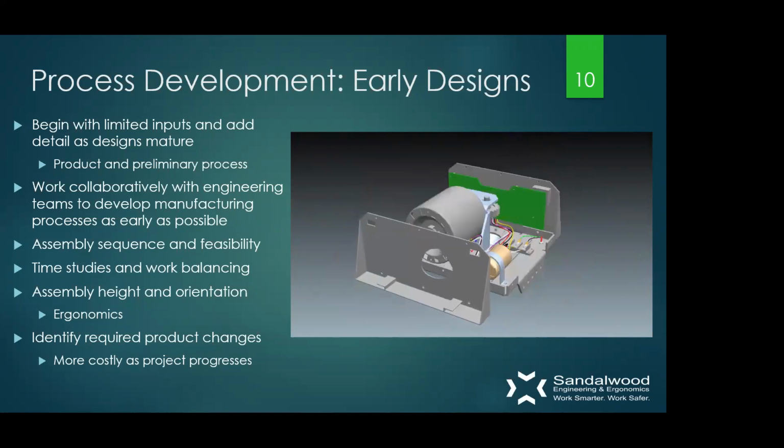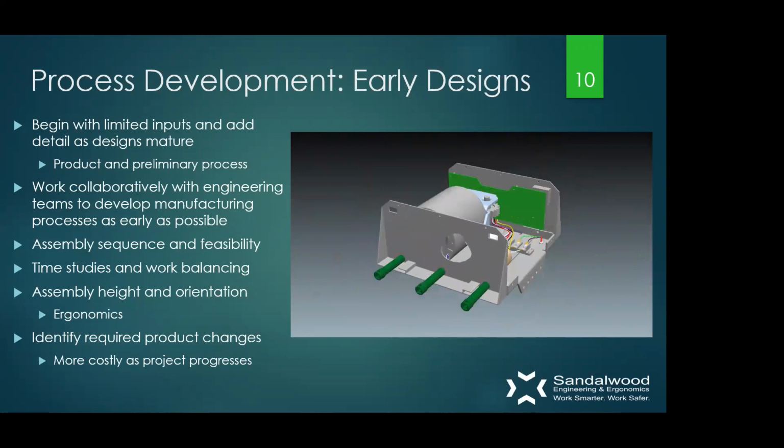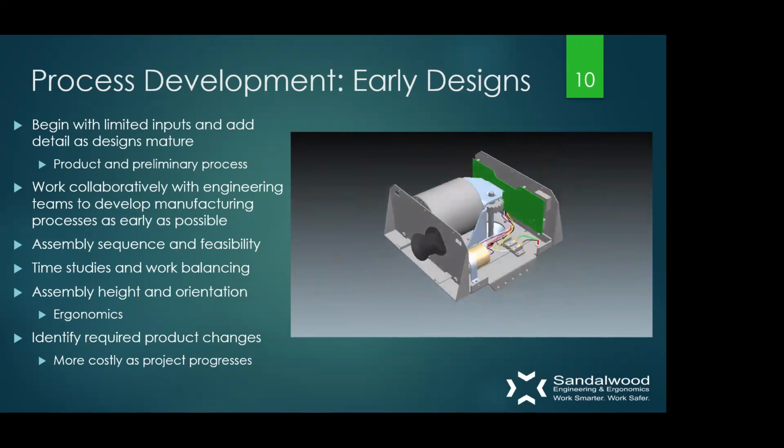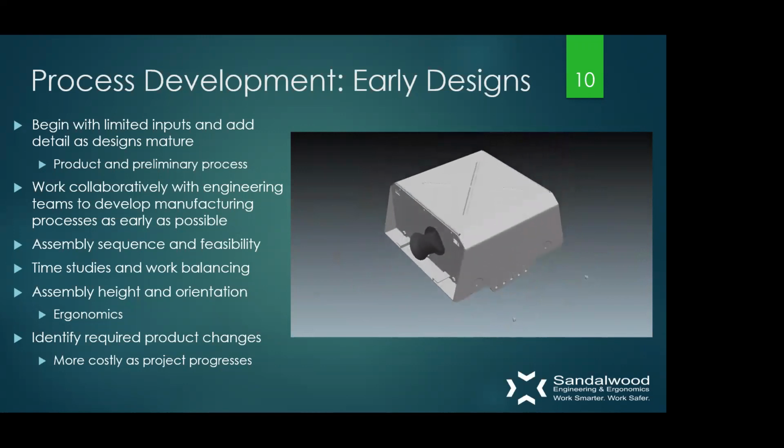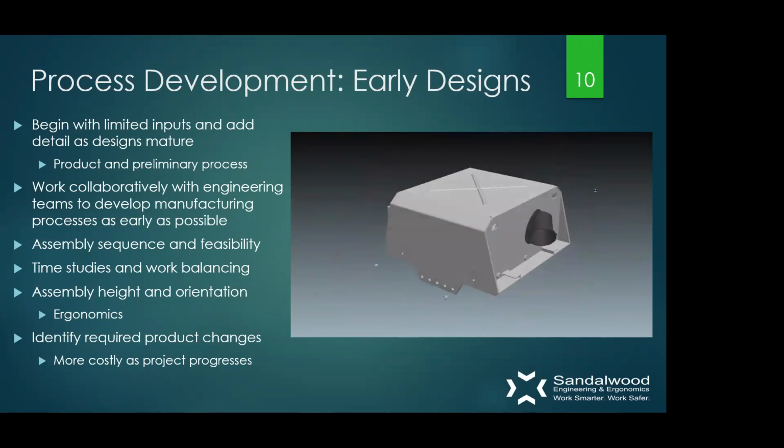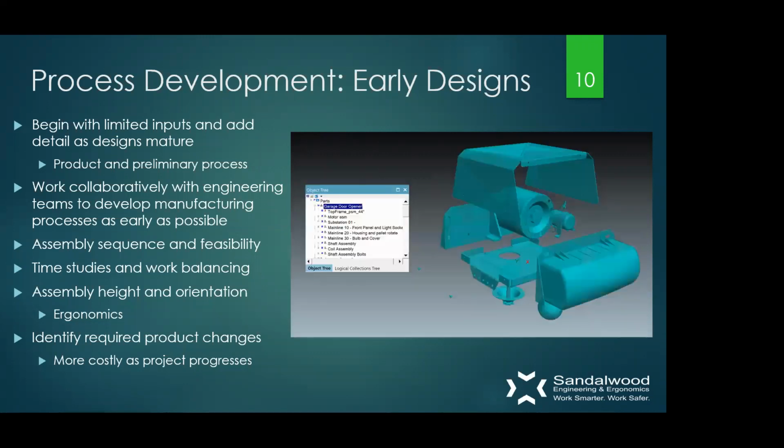Early on, we're looking at things like assembly sequence and feasibility. How are we putting this thing together, in what order, which steps happen when, at what point. Doing early time studies and work balancing to optimize the cycle time. And then some early ergonomic studies looking at the assembly height and orientation. What is the effect to the operators of assembling whatever we're looking at?